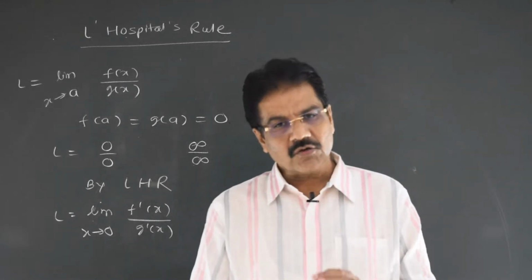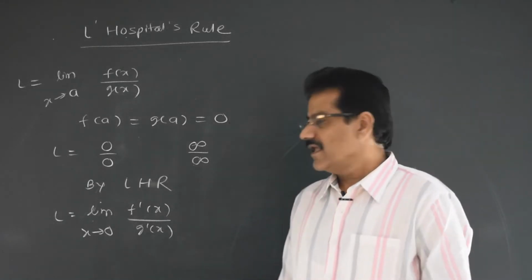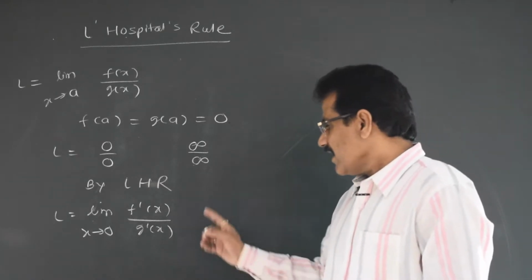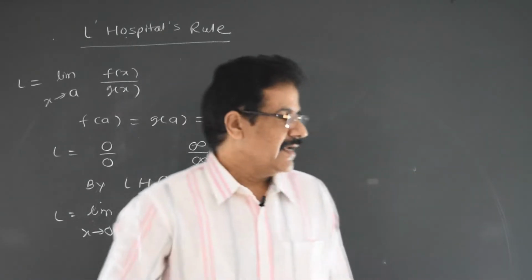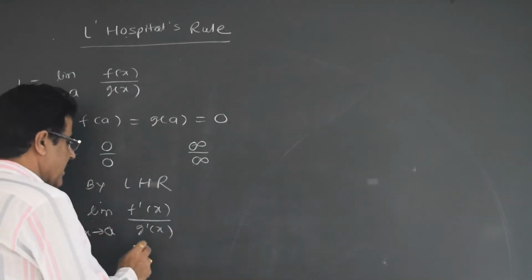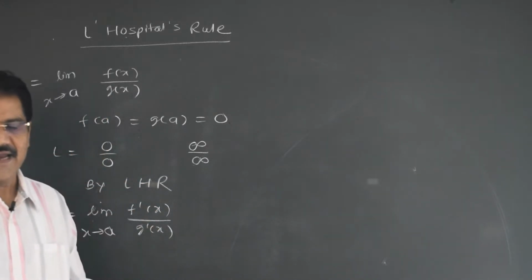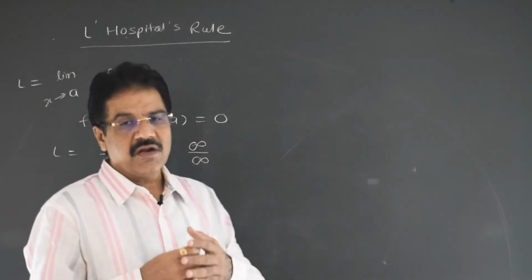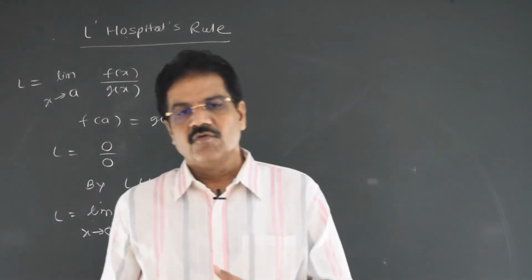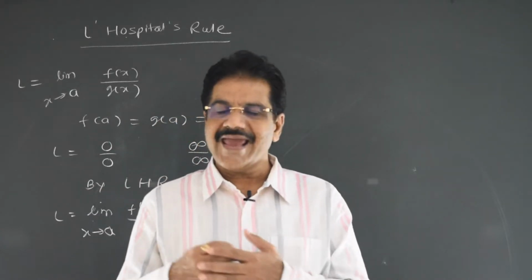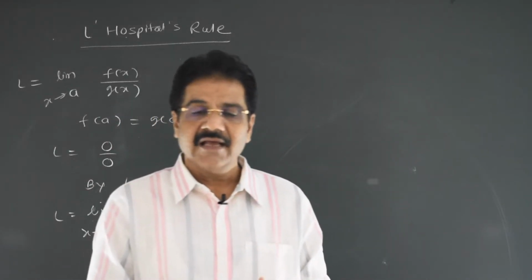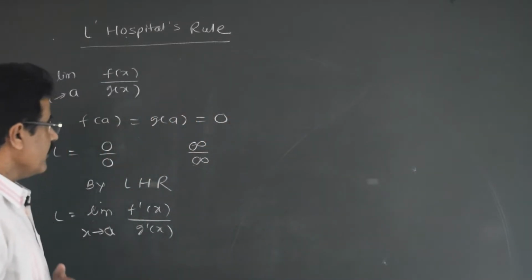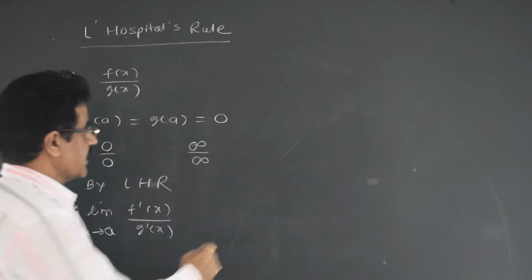Remember, this is not a quotient rule. We are taking the derivative of numerator and derivative of denominator separately. Now further, if you take limits as x tends to a of f dash x upon g dash x, again if it is in the form of 0 upon 0, you can apply this rule further. In short, we can apply L'Hospital's rule n number of times till we get a determinate answer. Now we will see in short how this can be applied.